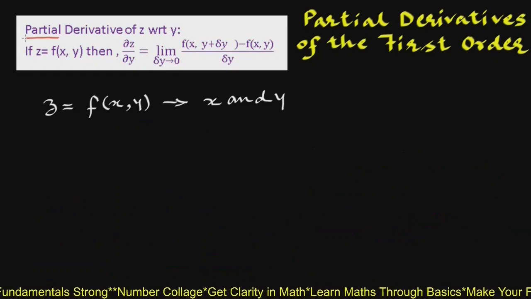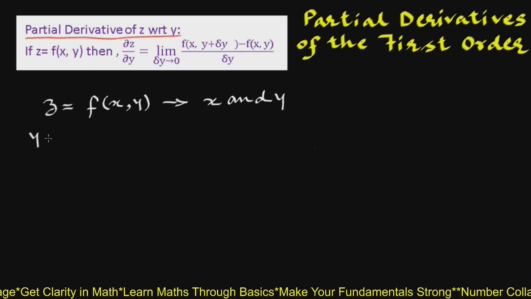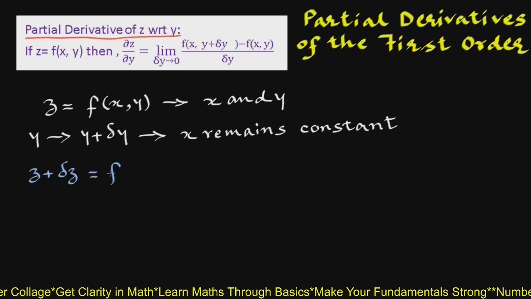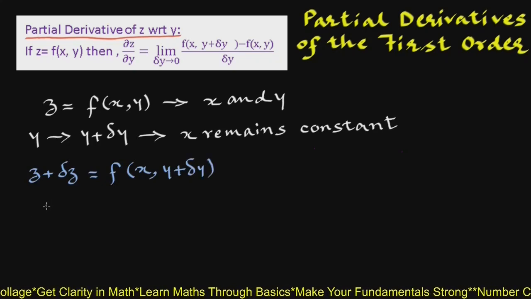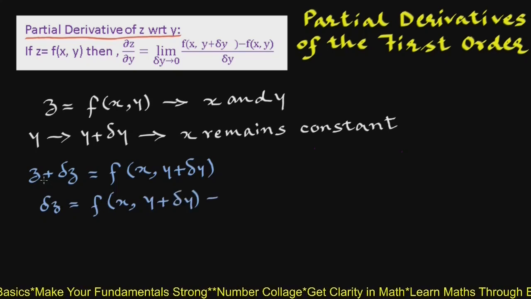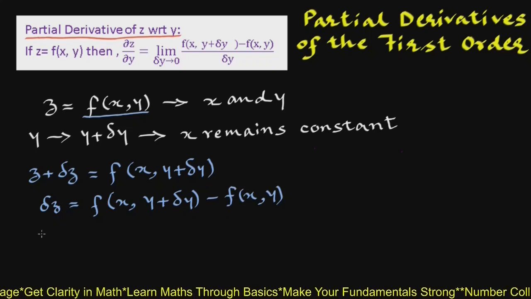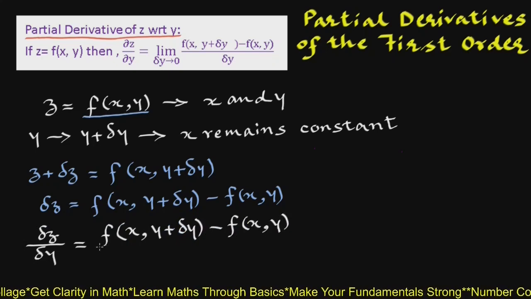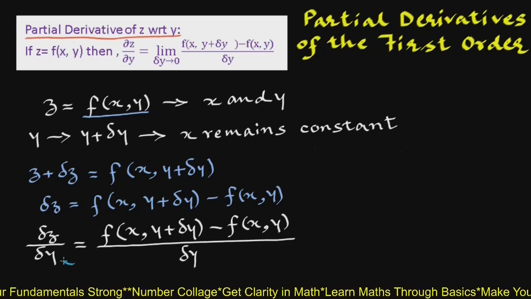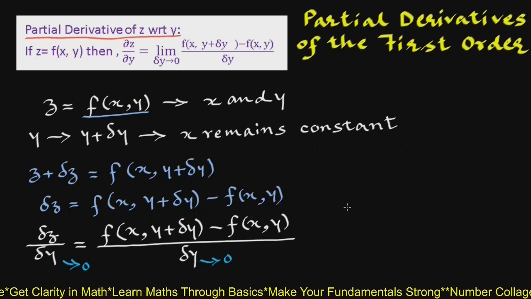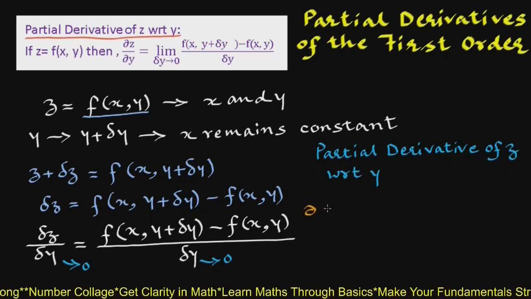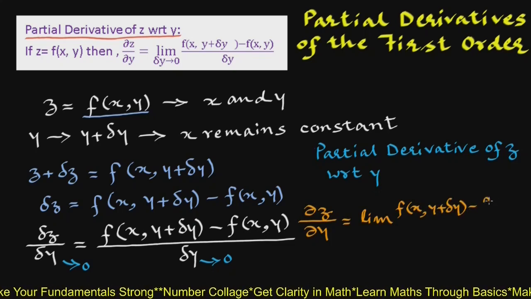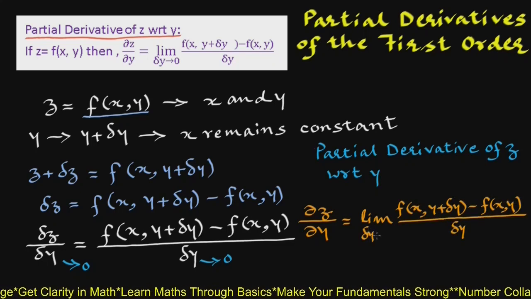Now we consider the partial derivative of z with respect to y. So y changes to y plus delta y, but x remains constant. Then z plus delta z will be f of x comma y plus delta y. Therefore delta z will be f of x comma y plus delta y minus z, but z is f of x comma y. Now delta z upon delta y equals f of x, y plus delta y minus f of x, y upon delta y. Now taking limits on both sides as delta y tends to 0, we get the partial derivative of z with respect to y, and we denote it by partial z by partial y equals limit of f of x comma y plus delta y minus f of x comma y upon delta y as delta y tends to 0.